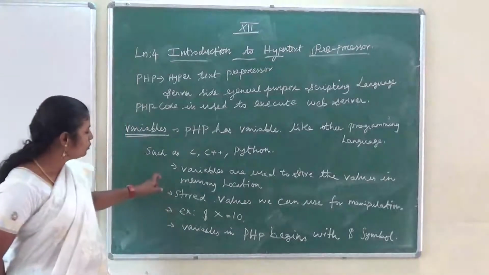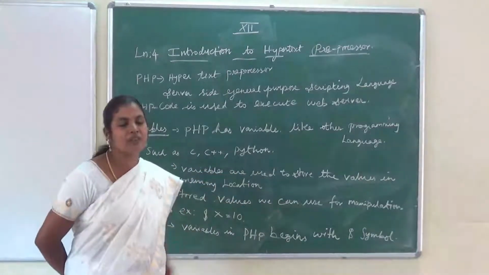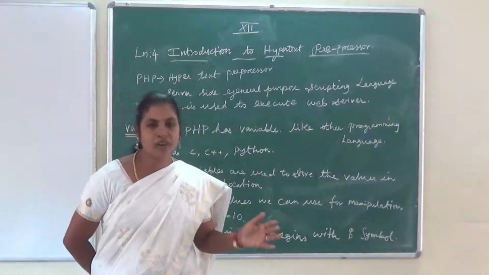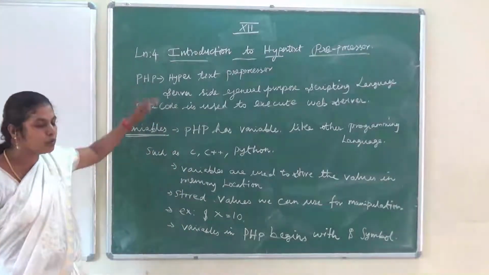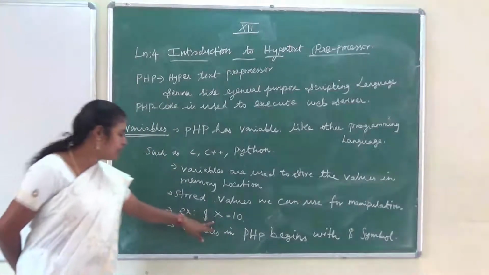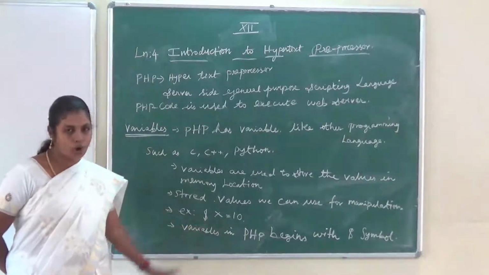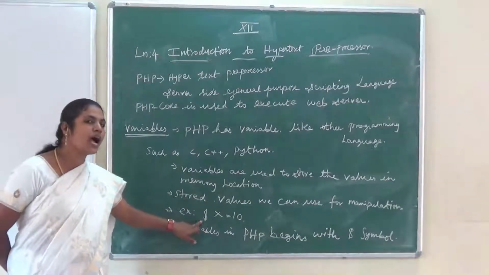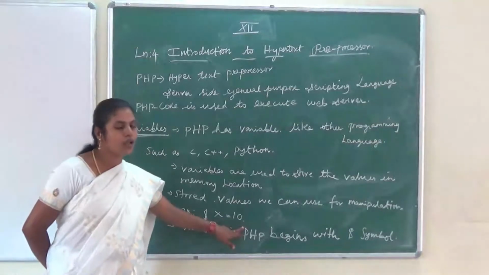Next, usually in C, C++, Python, Java and HTML, we specify the variable name and then give the value. But in the PHP server-side scripting language, when we write a variable, before it we should add the dollar symbol. That's why I have written here $x is equal to 10.